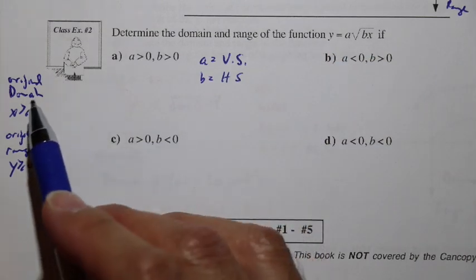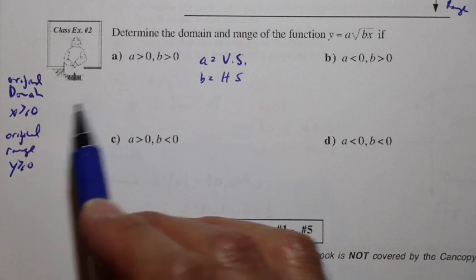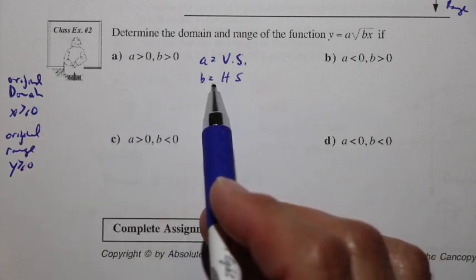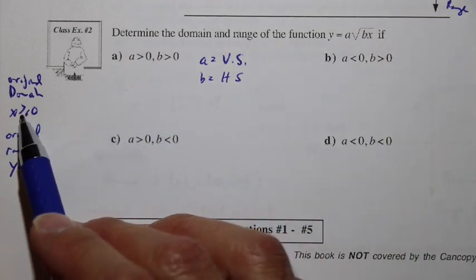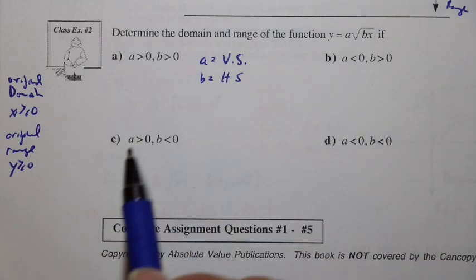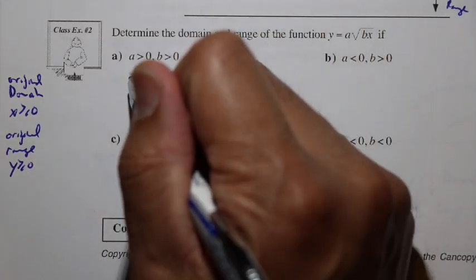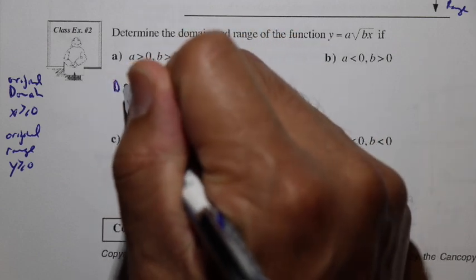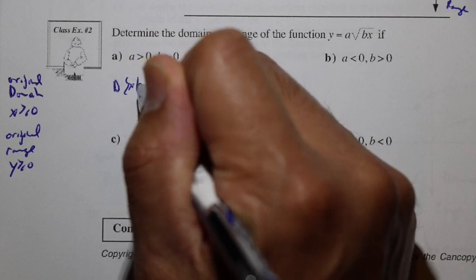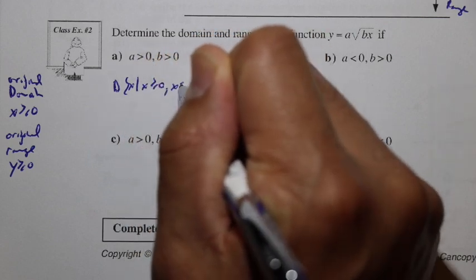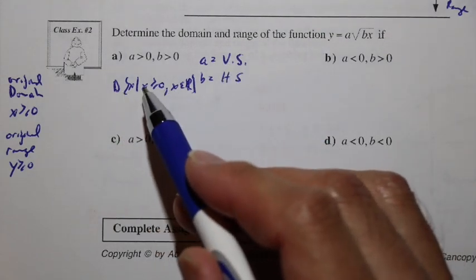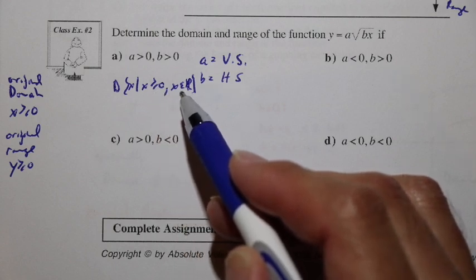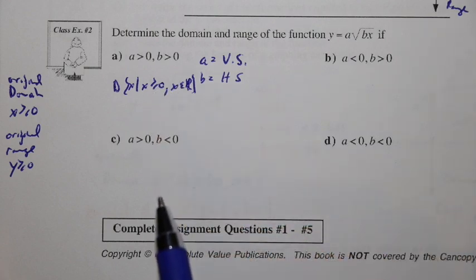Okay, so if the original domain was x is greater than or equal to 0, and we have a horizontal stretch of it, then it's going to stretch times a certain factor. Some factor times 0 is still 0, and then it would go on to infinity. So in this case, the domain is still x such that x is greater than or equal to 0, and x is any real number. And you say, what about the vertical stretch though? Well, the vertical stretch will not affect the domain because we're only stretching y values at those particular x locations.